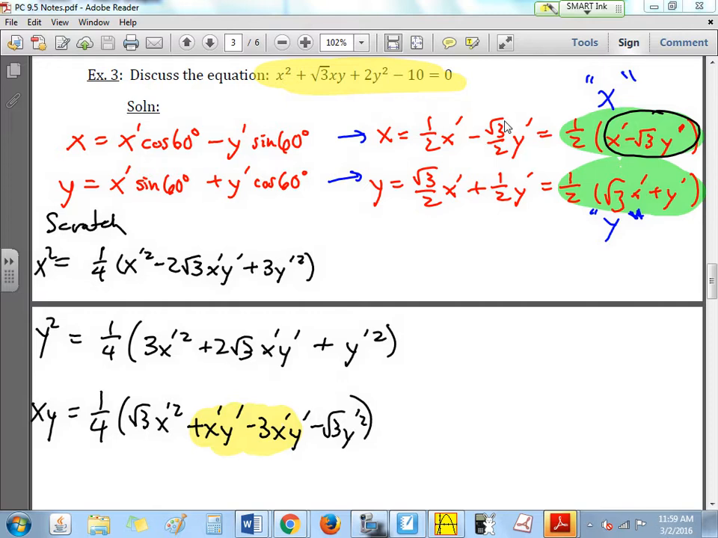Okay, it's time to substitute all of this into our original. I need to erase my scratch work there. Are you guys cool with me erasing that? You should have it on your paper already, so it shouldn't matter. Okay, Mr. Shor's going to erase this.